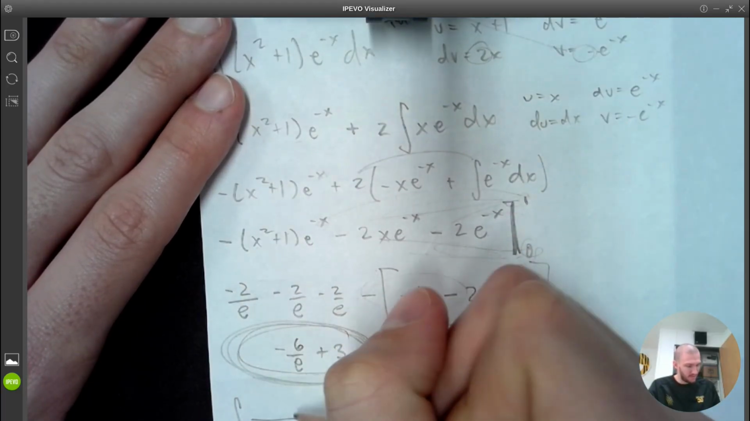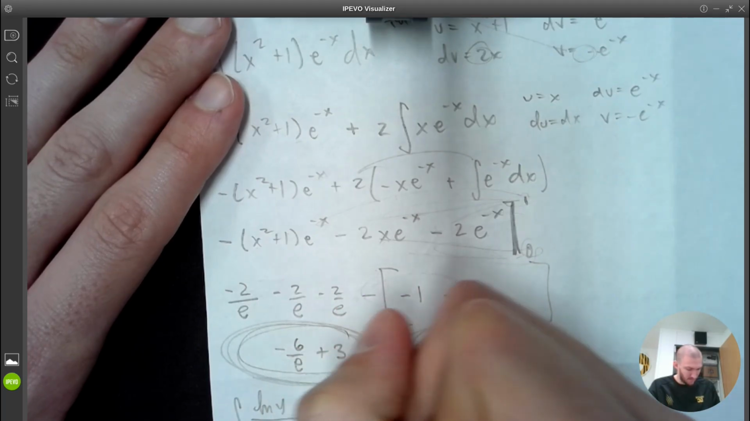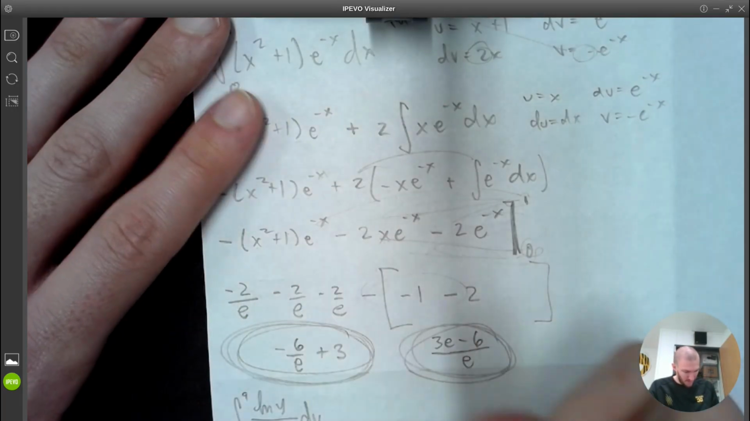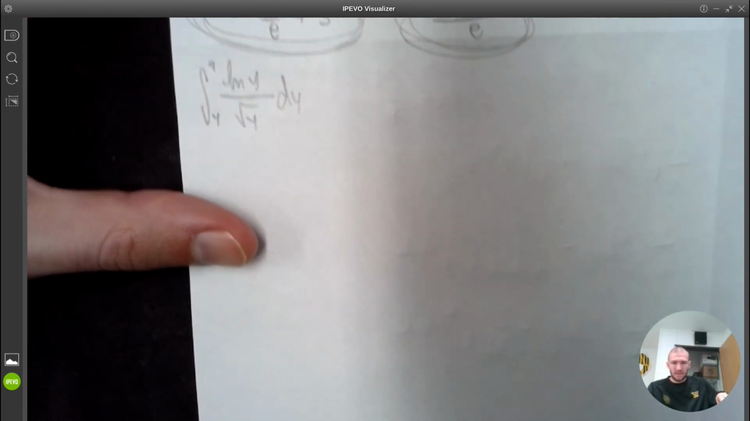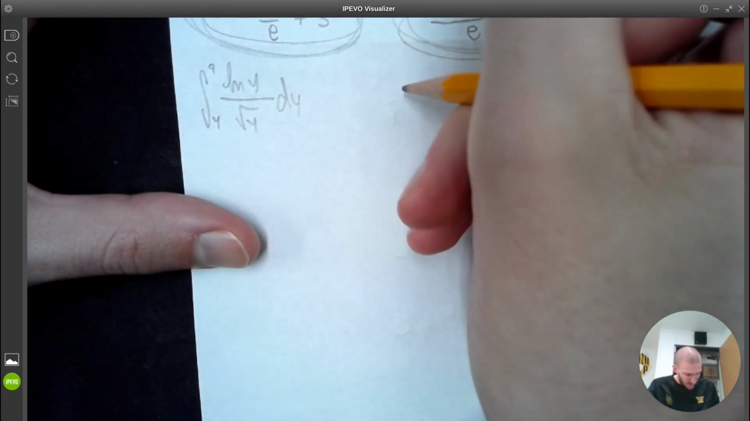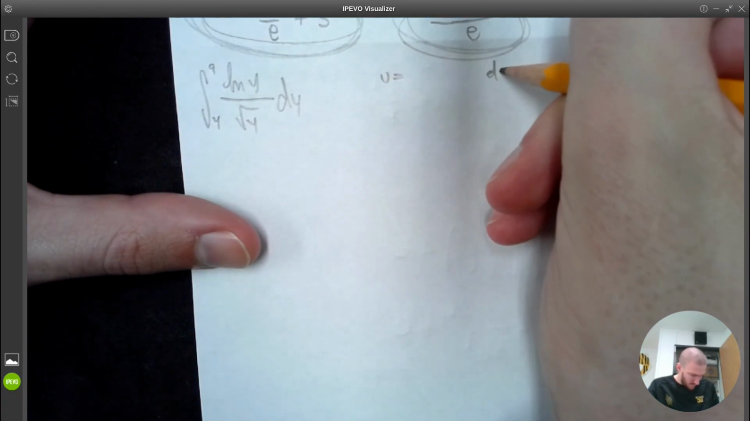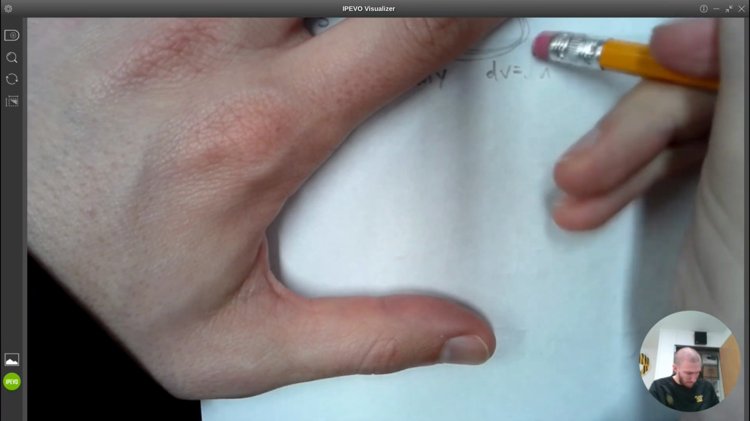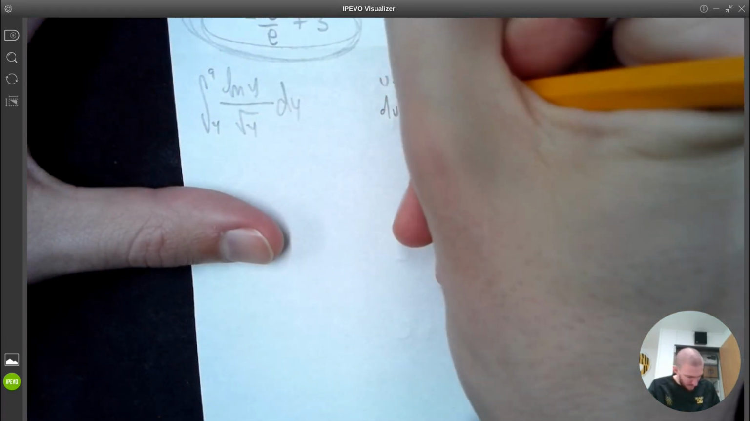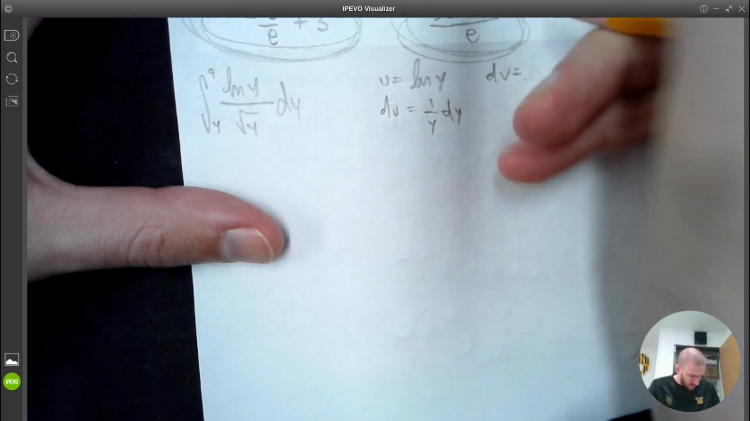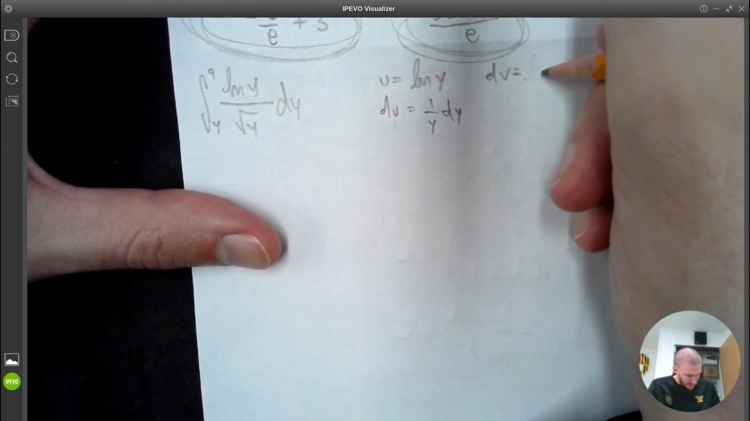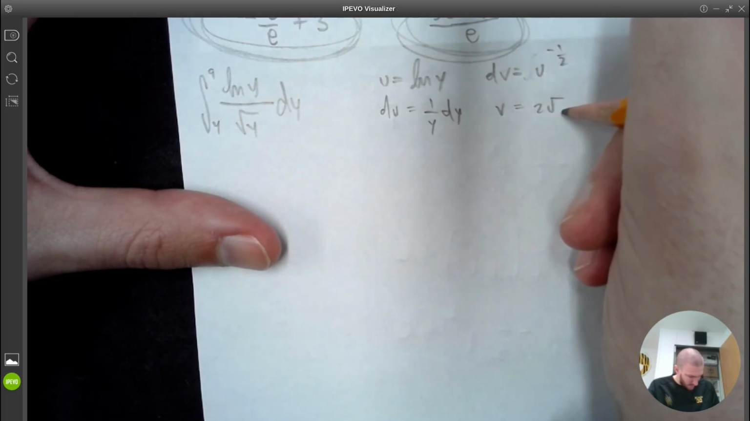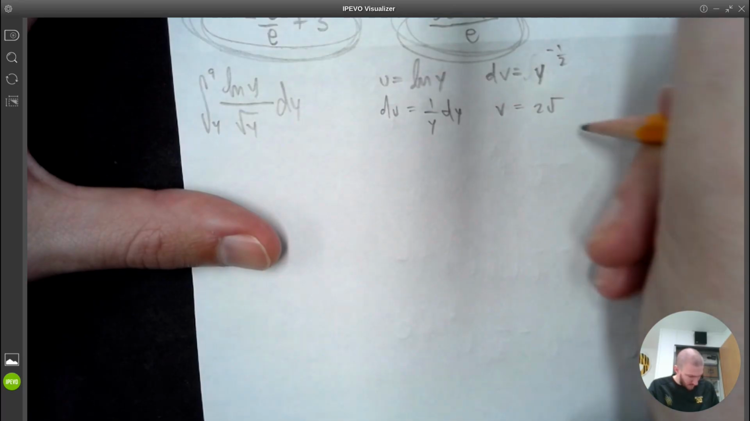The integral of the natural log of y square root y dy. And they're making us do it from 4 to 9. u, dv. u is natural log of y, du is equal to 1 over y dy. v is y to the negative 1/2 power. That means v is 2 square root y.